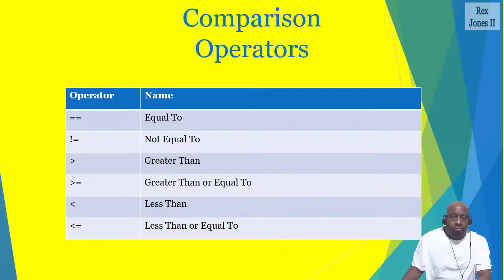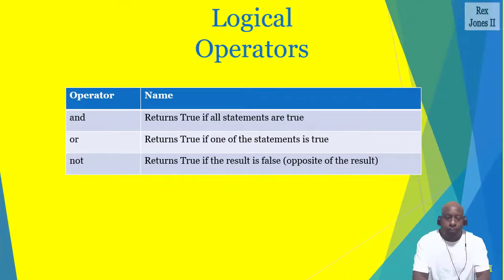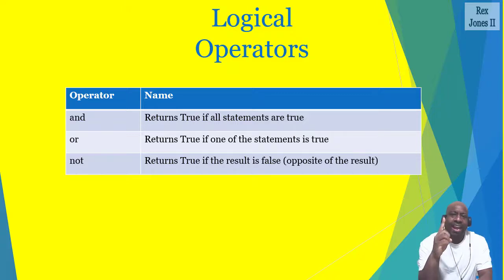Now let's take a look at the logical operators. The purpose of a logical operator is to combine more than one expression. We can also say one conditional statement. There are 3 logical operators: and, or, not. And returns true if all statements are true, or returns true if one of the statements is true. Not returns the opposite. If the result is true, then not operator returns false. That's interesting, and I'll show you.